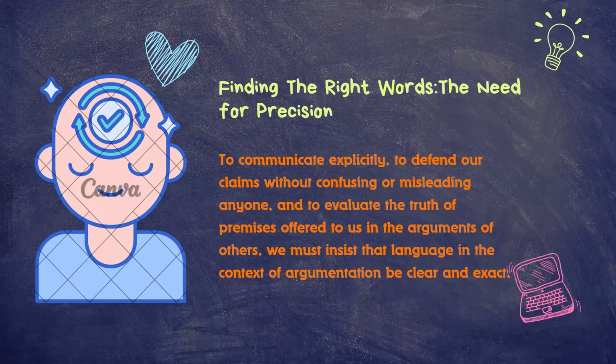To communicate clearly, to defend our claims without confusing or misleading anyone, and to assess the truth of premises presented to us in the arguments of others, we must insist that language in the context of argumentation be clear and exact. Thinking critically and arguing effectively mostly rest on recognizing imprecise language. That is language that is vague, overgeneral, or ambiguous, and we analyze them.